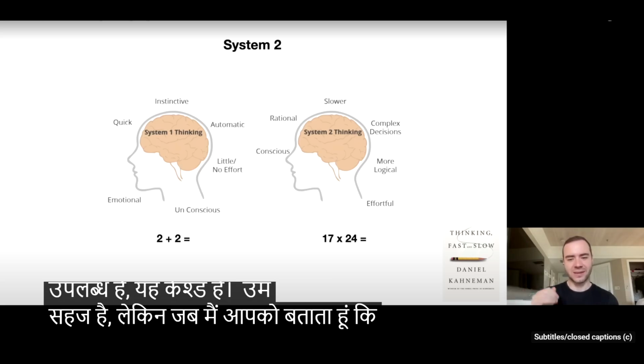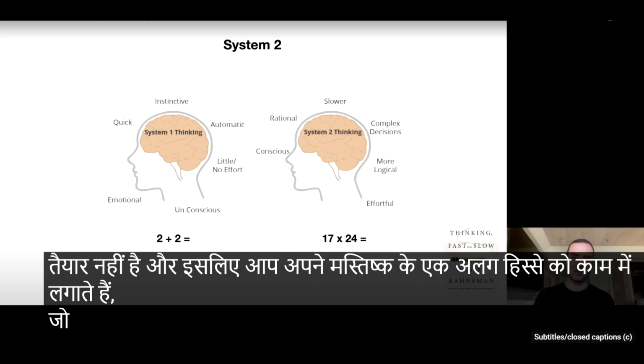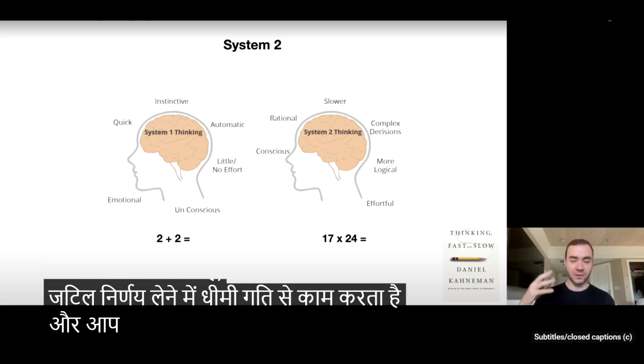But when I tell you what is 17 times 24, well, you don't have that answer ready. And so you engage a different part of your brain, one that is more rational, slower, performs complex decision making, and feels a lot more conscious.